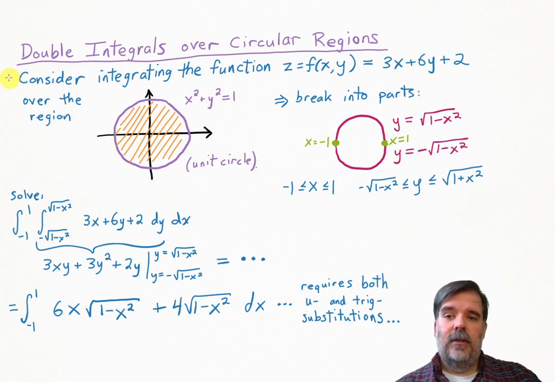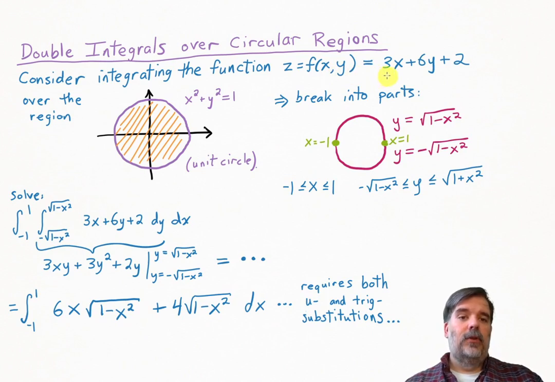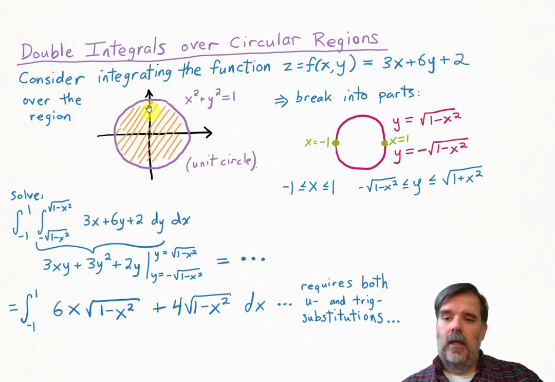So let's consider integrating a function z, a function of x and y, equal to 3x plus 6y plus 2. And let's say we'd like to integrate it over this region, the unit circle, which has equation x squared plus y squared equals 1. Now, in theory, we could solve this with the techniques we learned before. Right? We could break this circle into two parts.